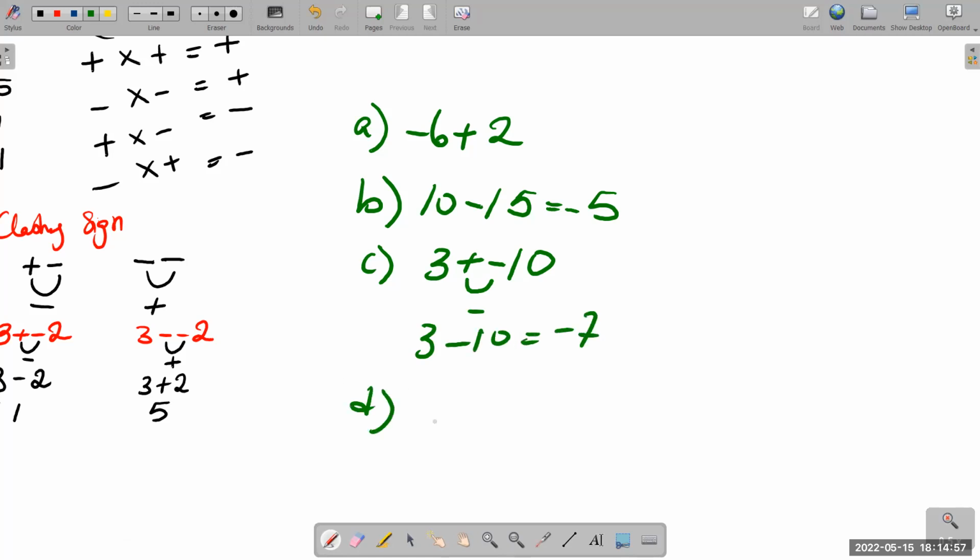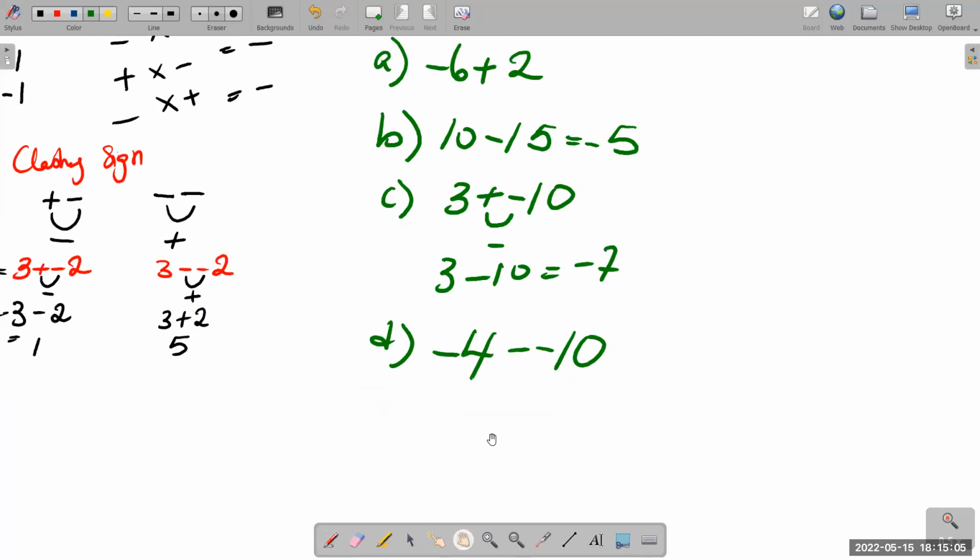Last one, negative 4 minus negative 10. A lot of different answers. You see how everybody gets thrown off? Try again, please.